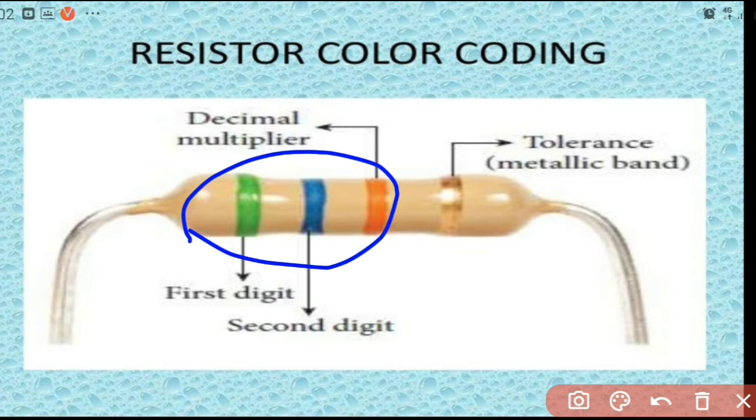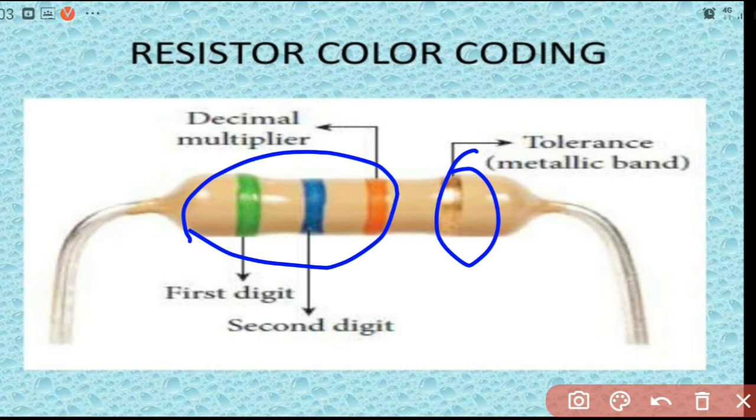But actually, these three rings are placed very close to each other, and the fourth is separated. Here, first you have green, then blue, and the third ring is orange. As I said, the first two stand for the significant figures. First green, first digit, then blue, second digit, then the third ring stands for the decimal multiplier, and the fourth ring stands for tolerance.